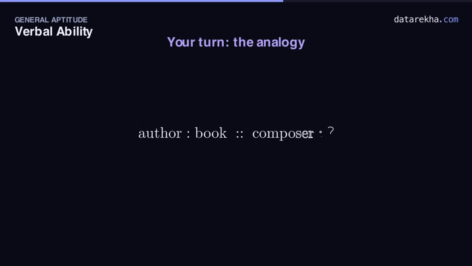Your turn on analogies. Author is to book, as composer is to what? Options: orchestra, symphony, piano, concert. Pause. Name the relation first, then choose. Name it. An author creates a book, so we need what a composer creates, not an orchestra or a piano. Those are performers and instruments. A composer creates a symphony. The answer is symphony. Creator to creation, held steady.